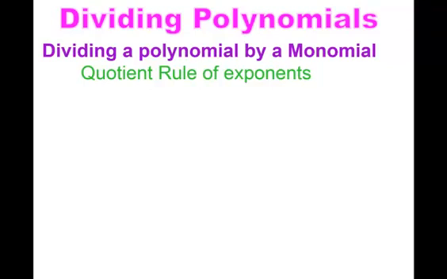Dividing polynomials. We're going to be working with dividing polynomials. We're going to start with dividing a polynomial by a monomial, and we're going to be using the quotient rule of exponents. And remember, the quotient rule of exponents is it's division, and you have to subtract the exponent and leave it where the higher exponent is.